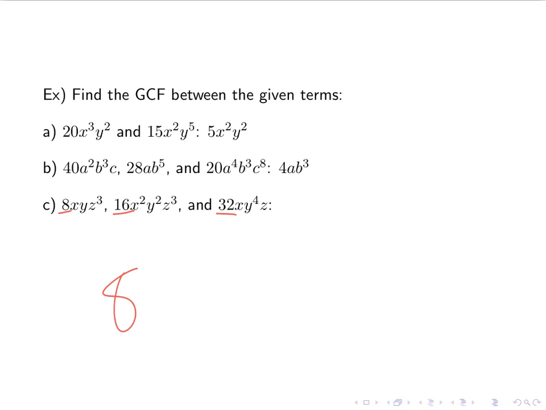So then we move on to our x's. We have x, x squared, and x. The lowest is x. For y's, we have y, y squared, y to the 4th. The lowest is y. And for z's, we have z cubed, z. The lowest is z. So our GCF should be 8xyz.